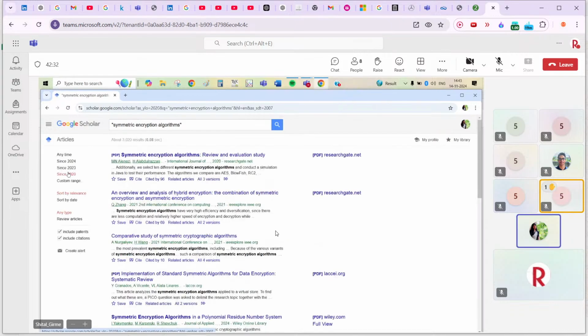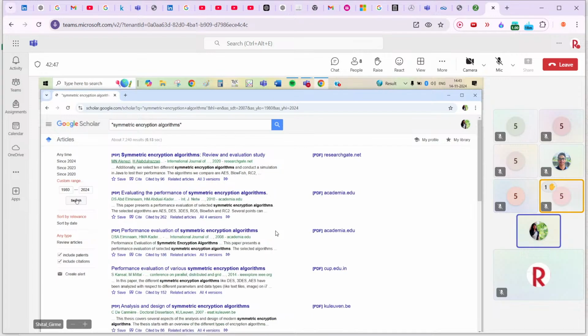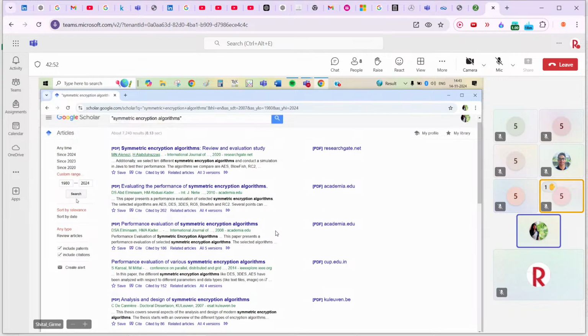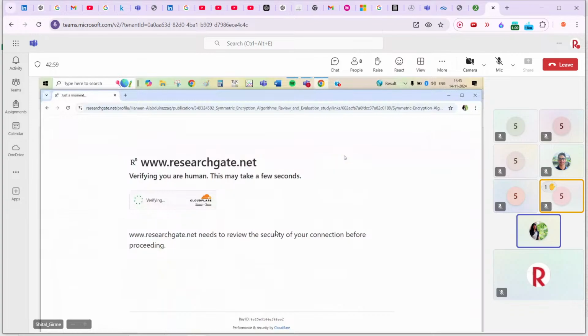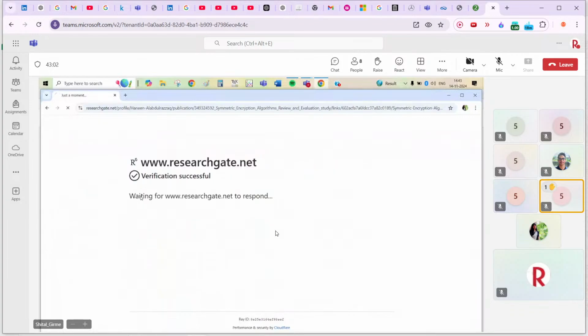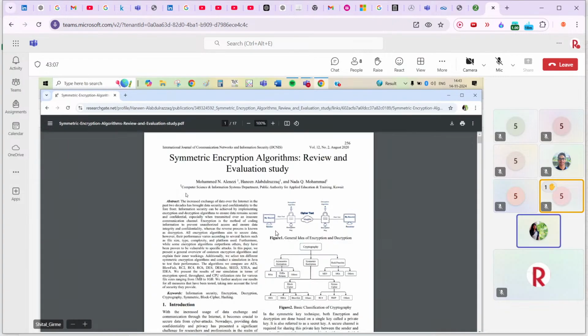And you can customize the range. If I set it from 1980 to 2024, papers would be listed accordingly, so you'll not get papers before 1980. Likewise, you can do the search. And you can easily download the paper over here using PDF. So you can download the paper.